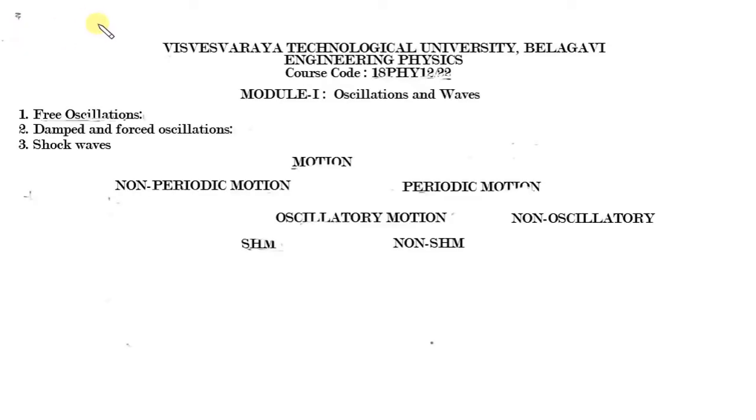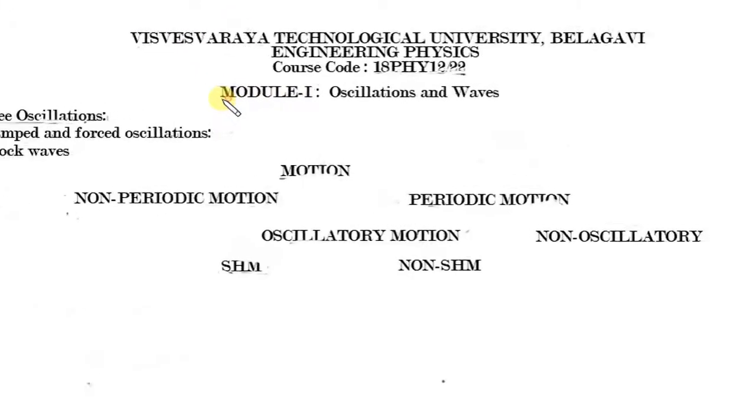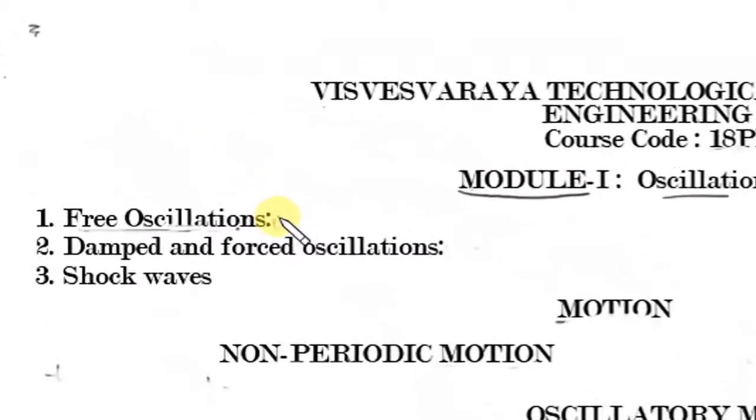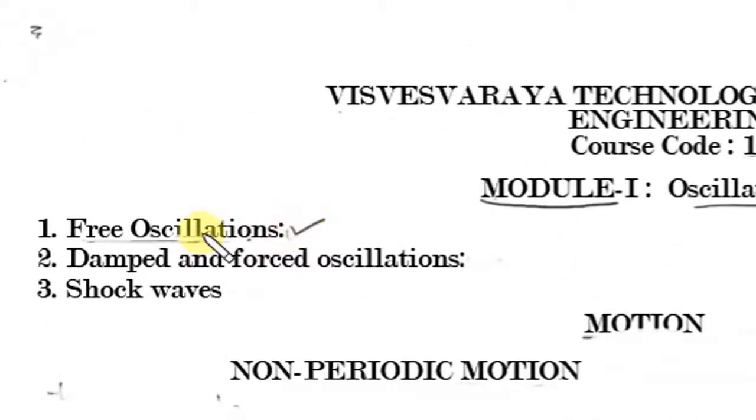Welcome to VTU Physics. Today in this video we will try to understand module number 1, that is oscillation and waves. In this video we will try to understand the chapter free oscillation. Basically there are 3 chapters in this module. One is free oscillation, second one is damped and forced oscillation, third one is shock waves.